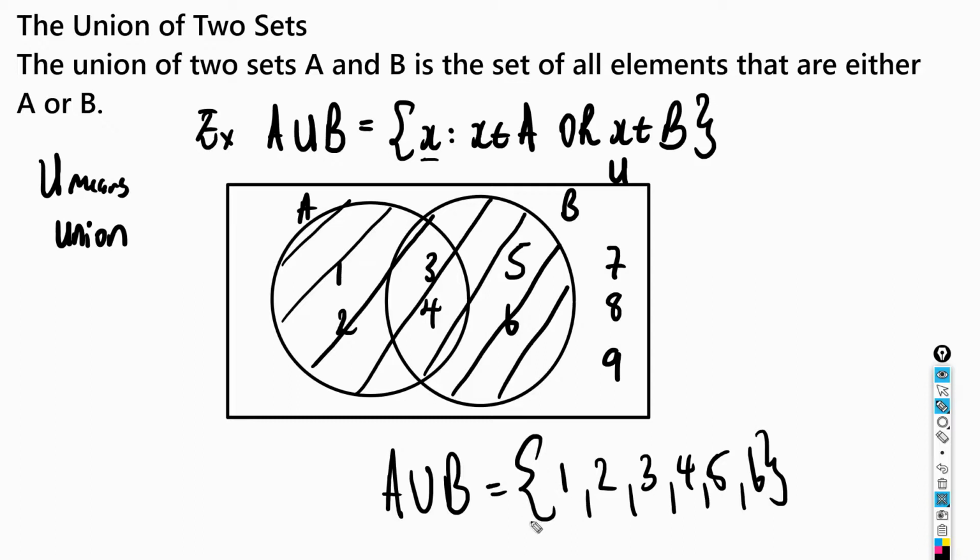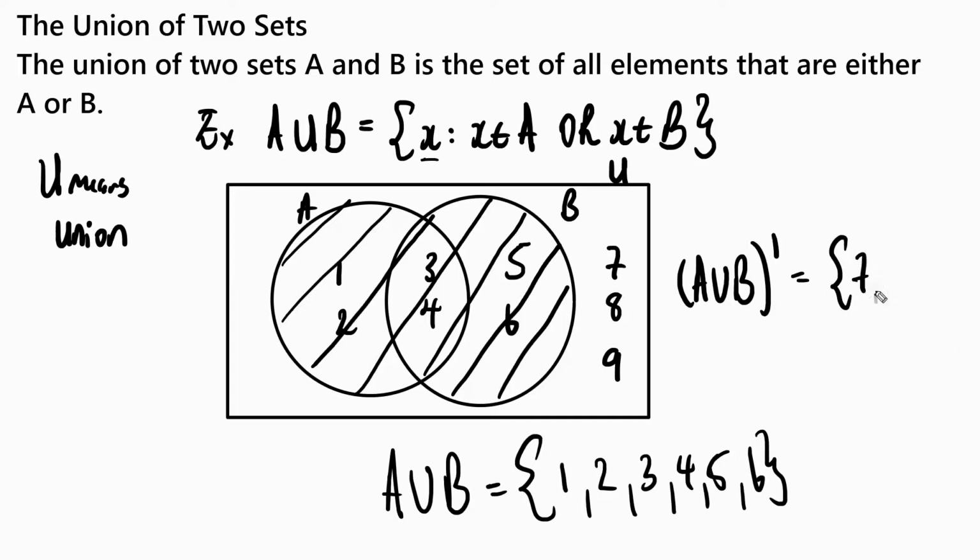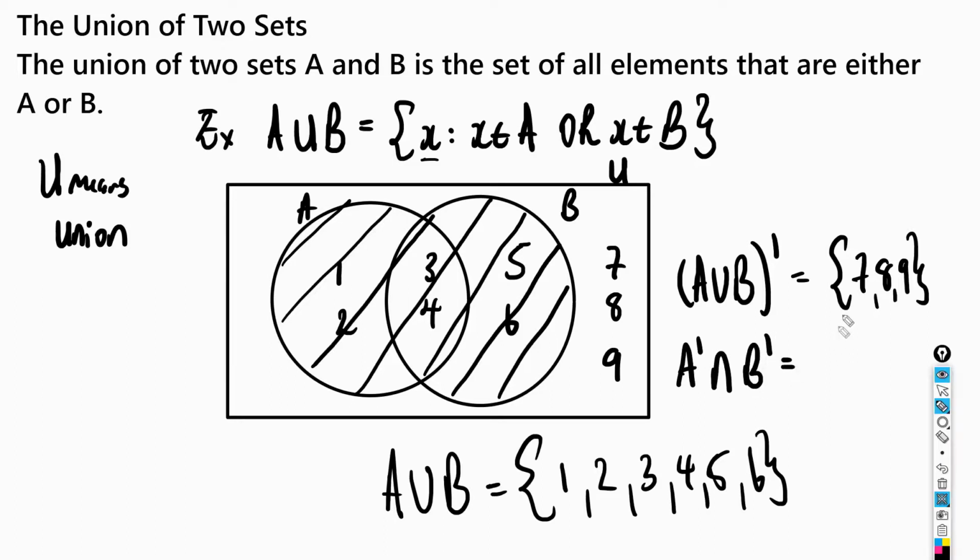All right? So I'm going to show you guys something really interesting. If we find the complement of A union B, meaning everything outside of A union B, that would be everything outside of the two sets A and B. So that would be equal to the three numbers outside of A and B here, which are just 7, 8, and 9, right? But remember, guys, earlier I showed you that A prime intersect B prime is also equal to 7, 8, and 9, right?